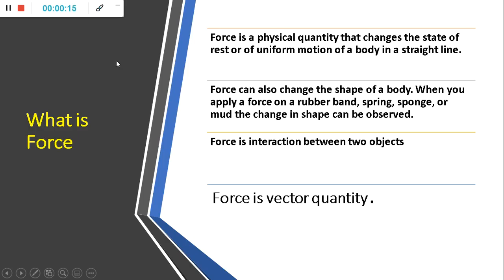Now force is a physical quantity that changes the state of rest or of uniform motion of a body in a straight line. Force can also change the shape of a body. When you apply a force on a rubber band, spring, sponge or mud, the change in shape can be observed. Force is interaction between two objects. Force is a vector quantity.